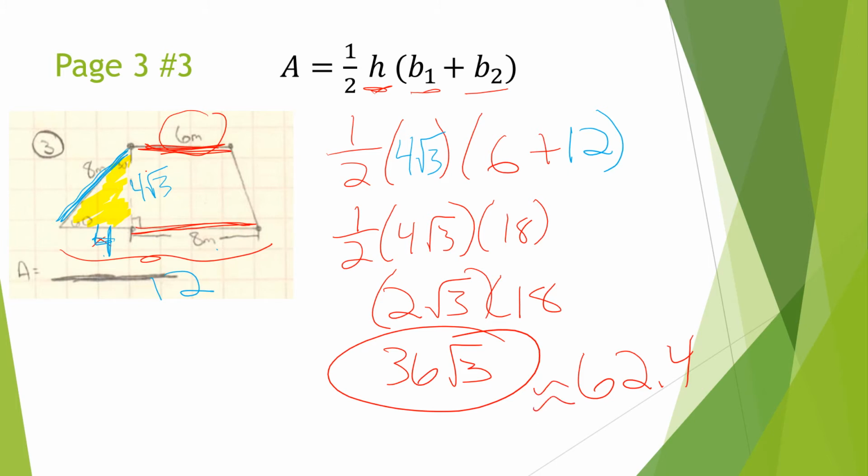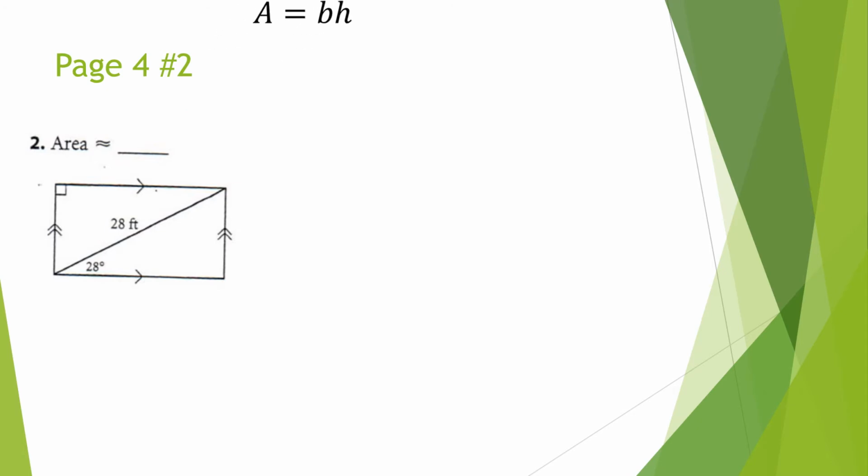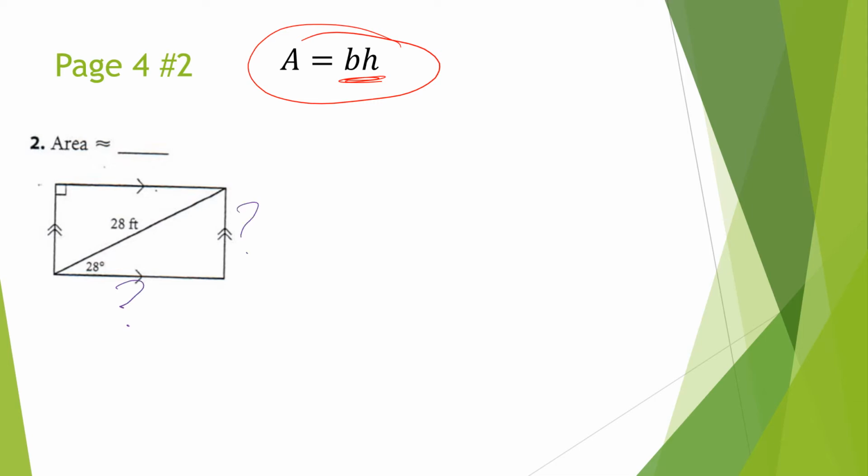All right, next slide. All right, this is page 4, number 2. I picked this one because it's the area of a rectangle, so that's pretty much as easy as it gets. Obviously the area formula for a rectangle is base times height. Here, I'm not giving you the base and I'm not giving you the height. So both of those things are question marks. We need this and we need this. So I guess I should put X and Y there. Let me not put question marks.